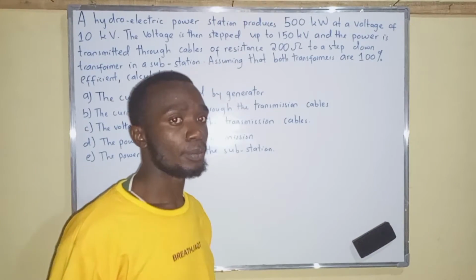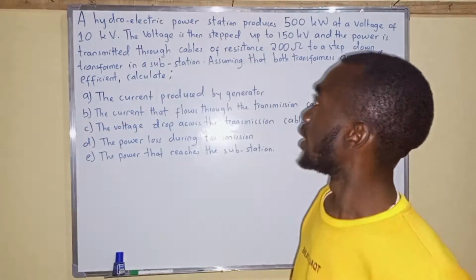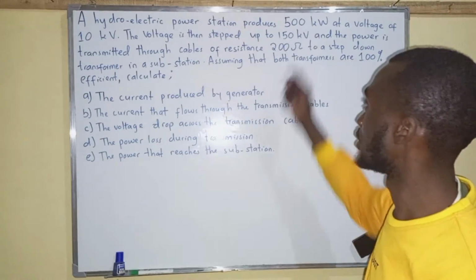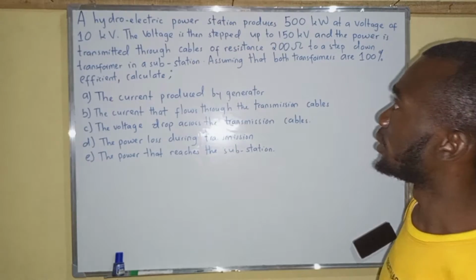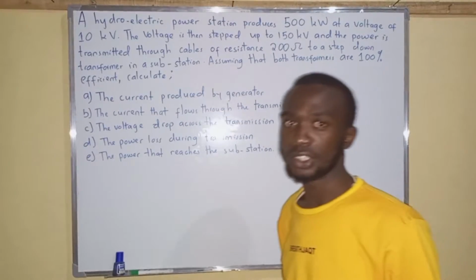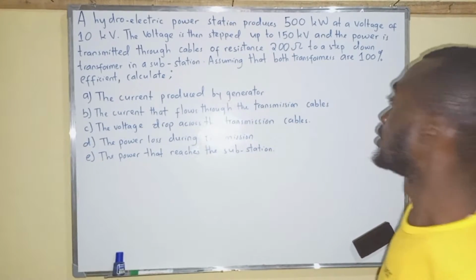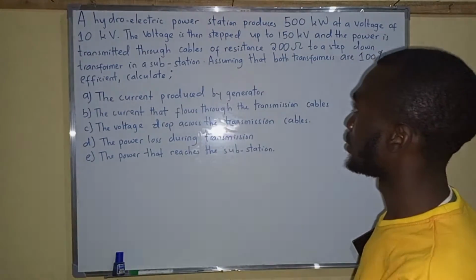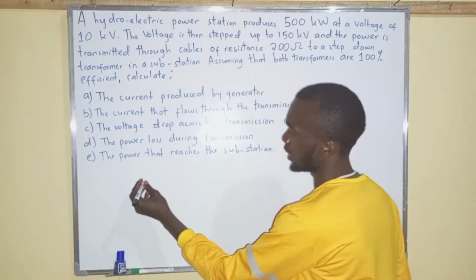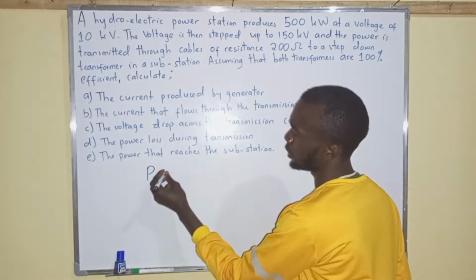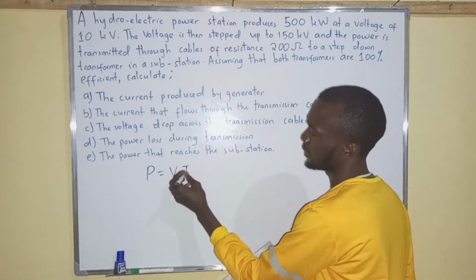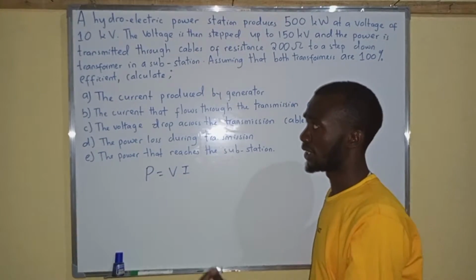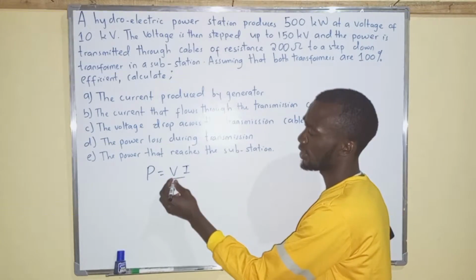So the power of the generator is 500 kilowatts. That is the power station generator, the hydroelectric power generator. The voltage is 10 kilovolts. Now the power is calculated by the formula P is equal to the product of voltage and current. To get the current produced by the generator, you divide everything by V.